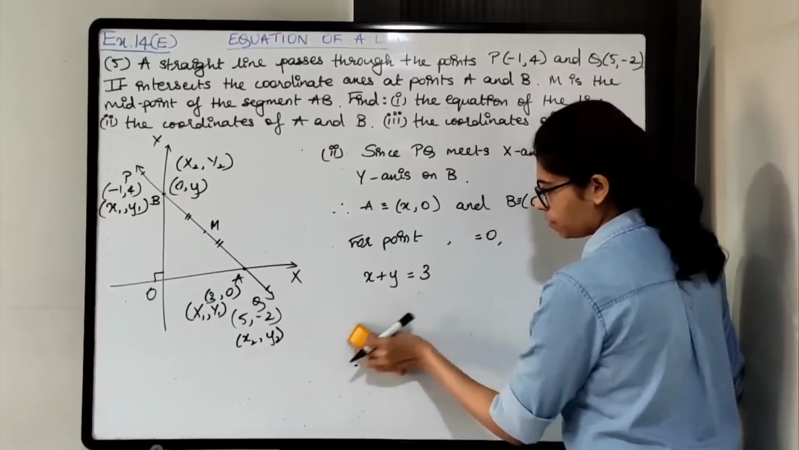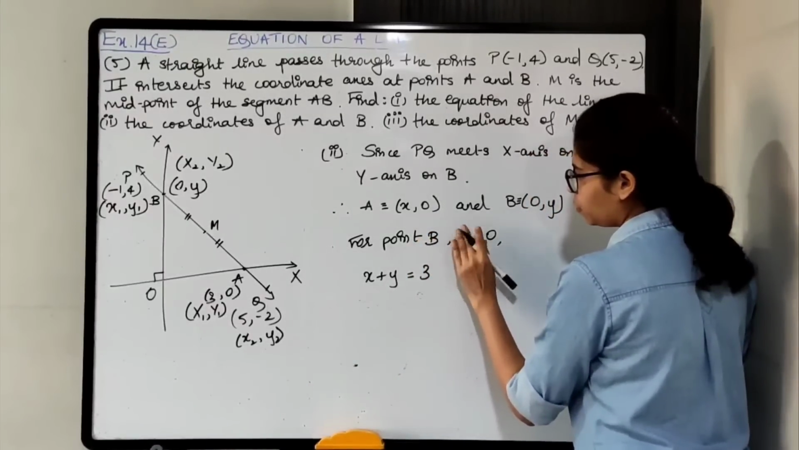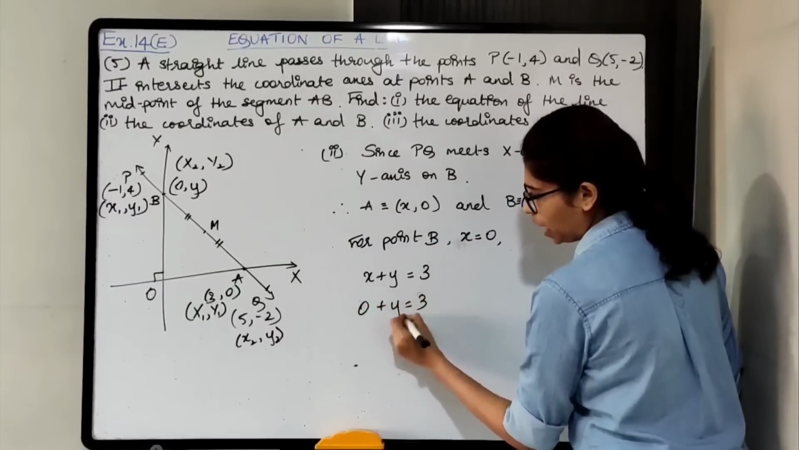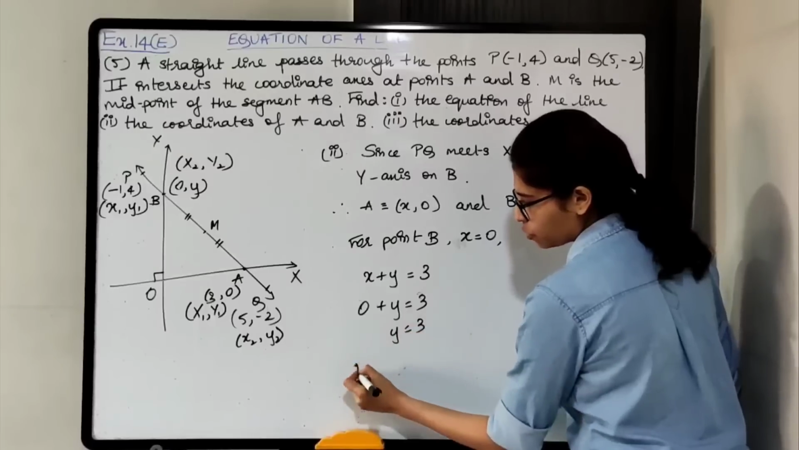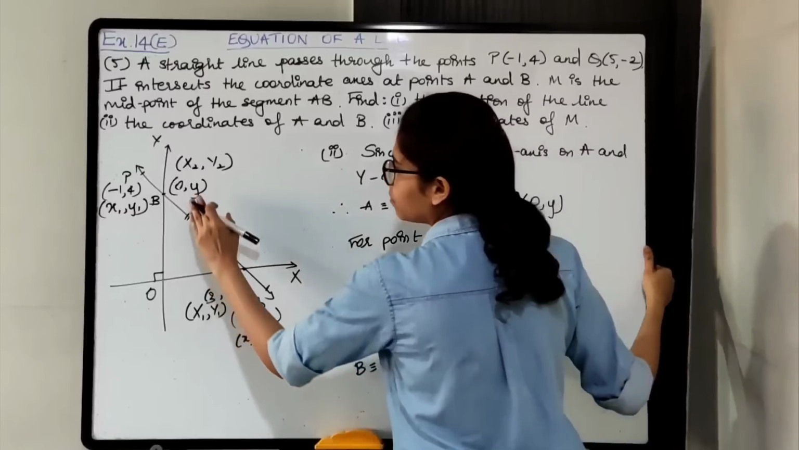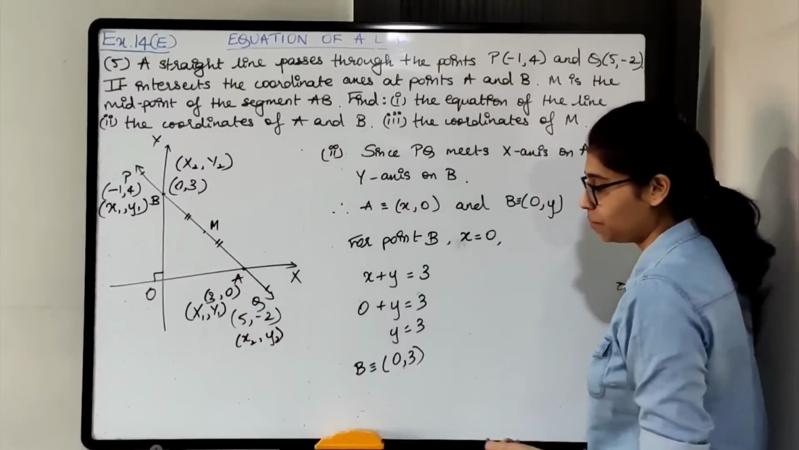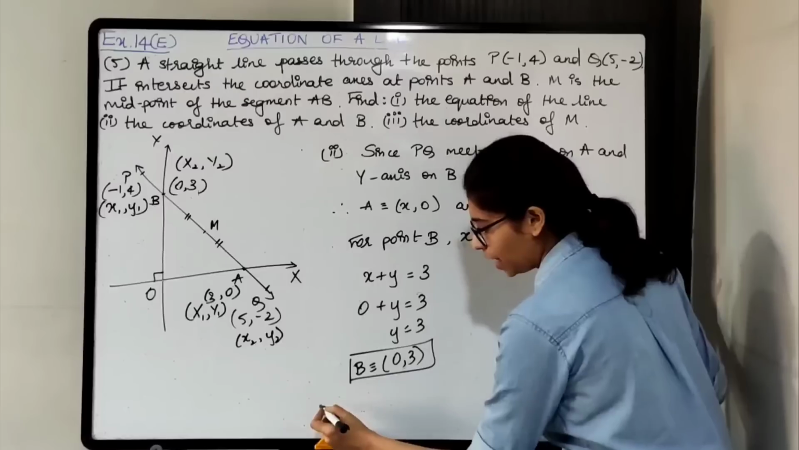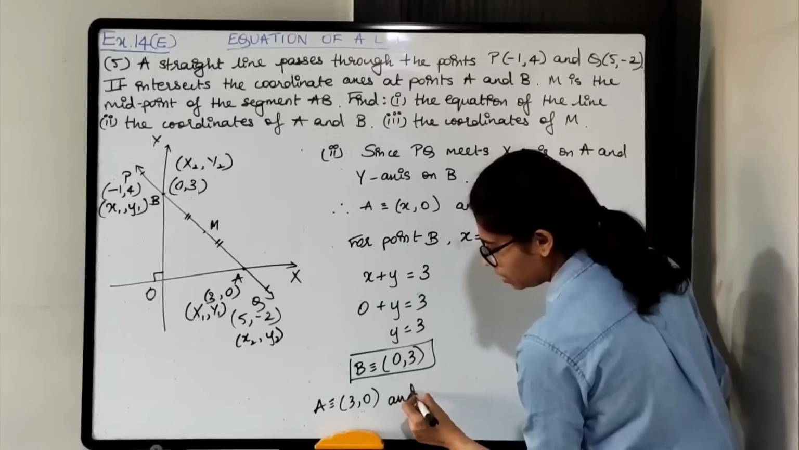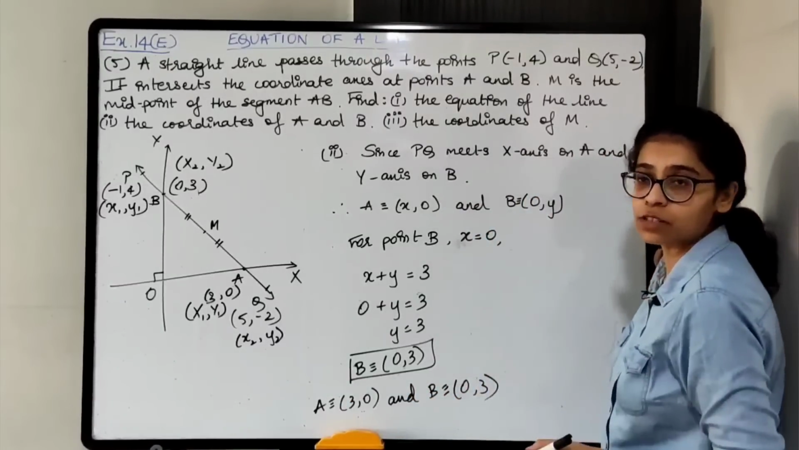Point B, we put x equal to 0, so y will be equal to 3, so B will be 0, 3. We got the coordinates of A and B. Box कर दो coordinates and write down A is equal to 3, 0 and B is equal to 0, 3. Don't forget the statement, okay?